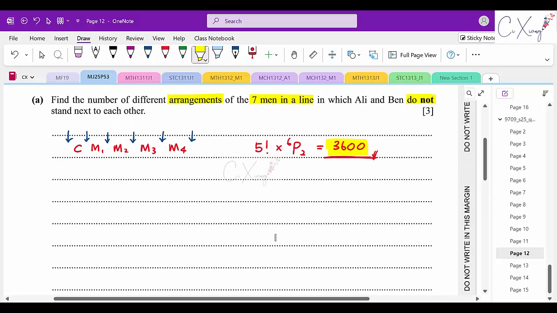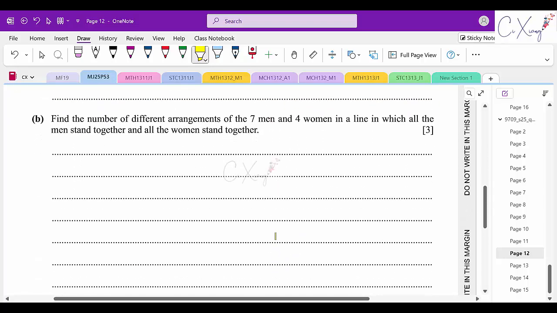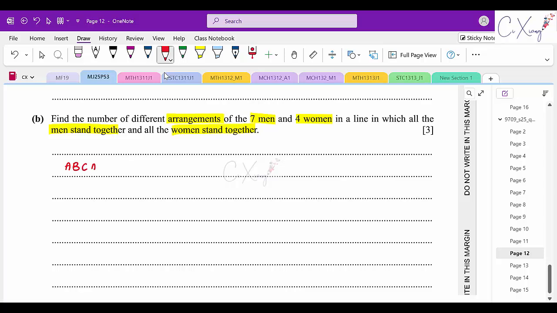Right, continue to part B. Find the number of different arrangements. Highlight the keyword arrangement again. 7 men and 4 women in a line, where all the men stand together and all the women stand together. Okay, this is a case where some items must always be together. So when they must always be together, what we do is group them as one big group. We bundle them as one unit, I would say.